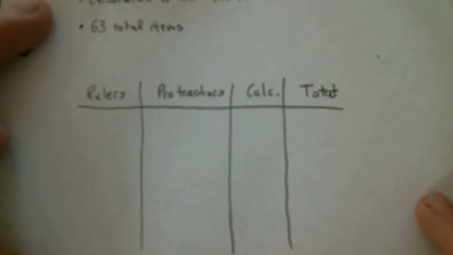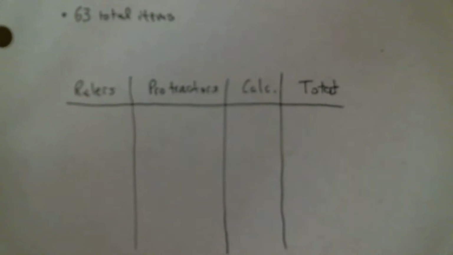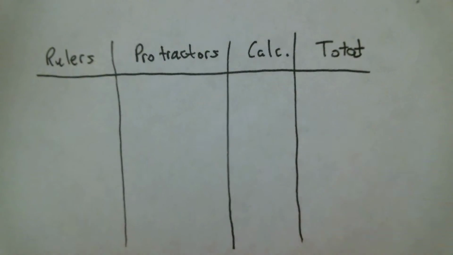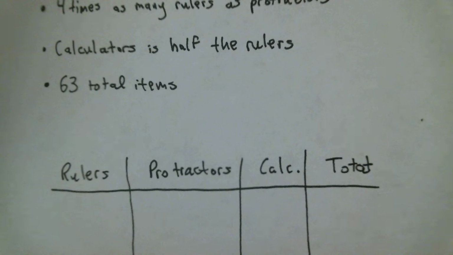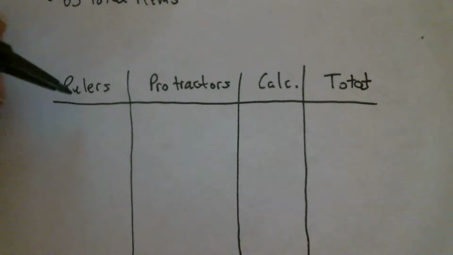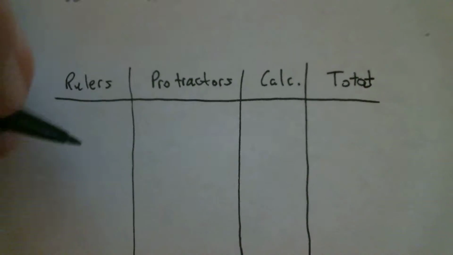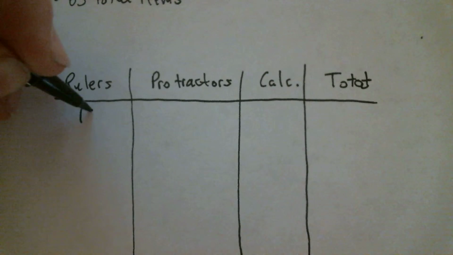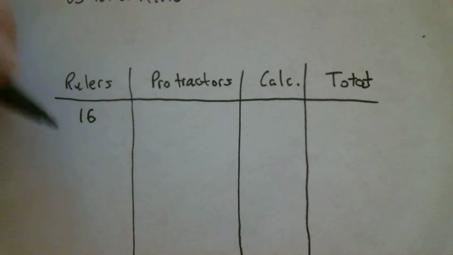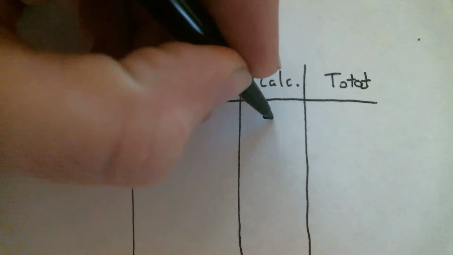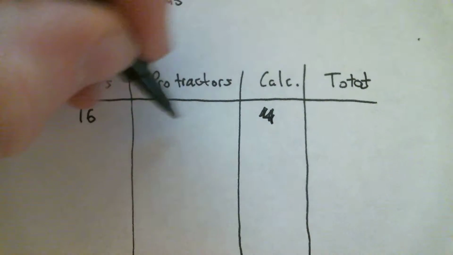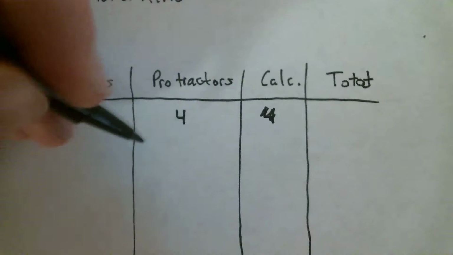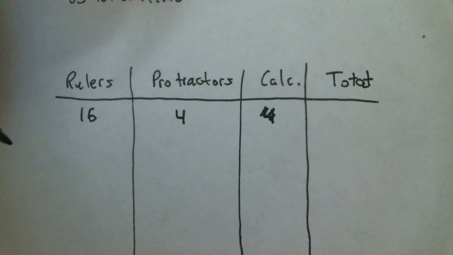have. I have rulers, protractors, calculators, and totals. So I'm going to zoom in a little bit on that to check and make sure I've got it. Okay. Now what you need to remember is that there's 4 times as many rulers as protractors. That means the rulers are 4 times bigger than the protractors. That would mean if the rulers were 16, the only number that 16 is 4 times bigger than is 4. I know that because 4 times 4 is 16.